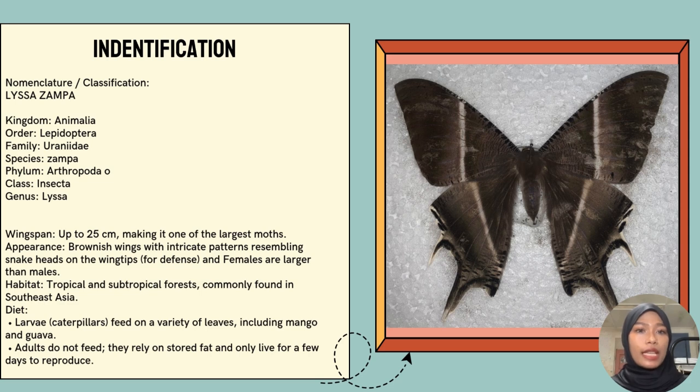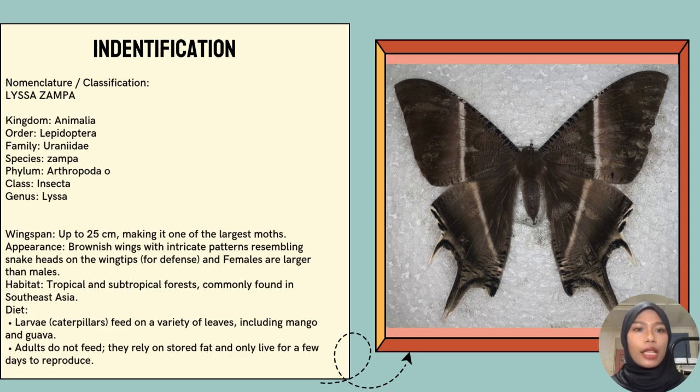Wingspan of this insect is up to 25 cm, making it one of the largest moths. Appearance for this insect is brownish wings with an intricate pattern resembling a snake head on the wingtip. This is for defense, and females are larger than males. Habitat for these insects can only be found in tropical and subtropical forests, now commonly found in Southeast Asia.